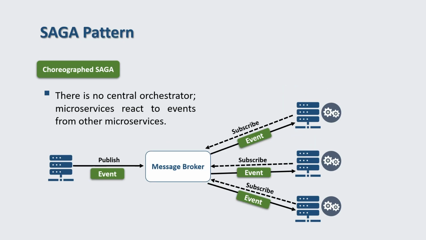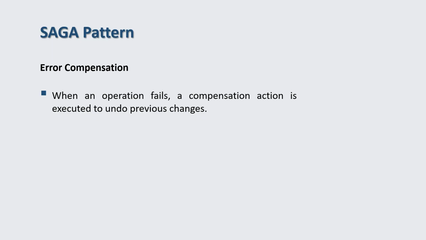Choreographed saga. In this case, there is no central orchestrator. The microservices react to events from other microservices. For example, a payment microservice publishes a successful payment event. This event triggers the process in another shipping microservice, and in turn, this microservice publishes a successful shipping event that triggers another notifications microservice.